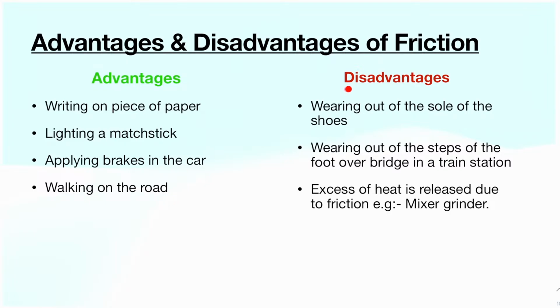Let's look at the disadvantages of friction. You might have all experienced that the sole of our shoes weathers over a period of time. Why does it happen? It's because of friction. We are continuously walking on the road, climbing steps, playing, and you can see that by the end of the year or 6 months, depending on how much you're using your shoes, the soles of the shoes would have weathered.